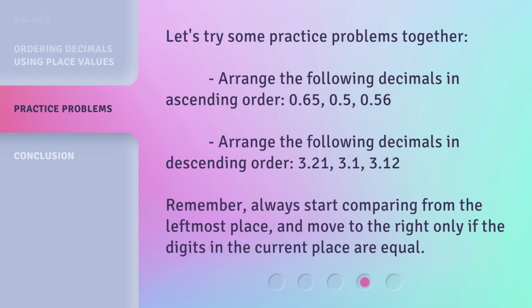Let's try some practice problems together. Arrange the following decimals in ascending order: 0.65, 0.5, 0.56. Arrange the following decimals in descending order: 3.21, 3.1, 3.12. Remember, always start comparing from the leftmost place, and move to the right only if the digits in the current place are equal.